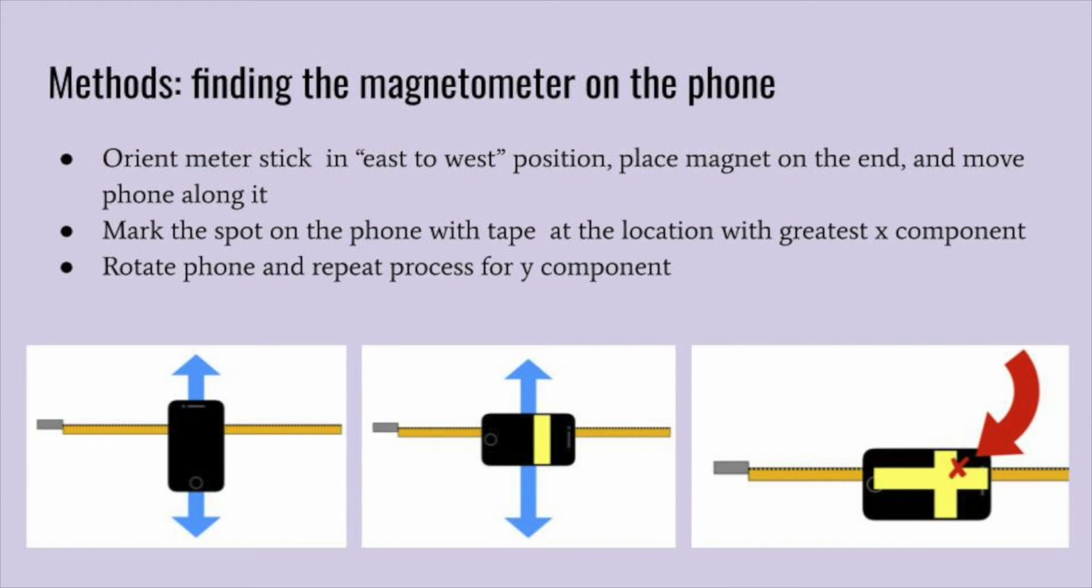To find the magnetometer on the phone, I oriented the meter stick in the east to west position. Then I placed the magnet on the end and moved the phone along it. I marked the spot on the phone with tape at the location with the greatest X component. Then I rotated the phone and repeated the process for the Y component. Here are some visual aids to help explain this method.